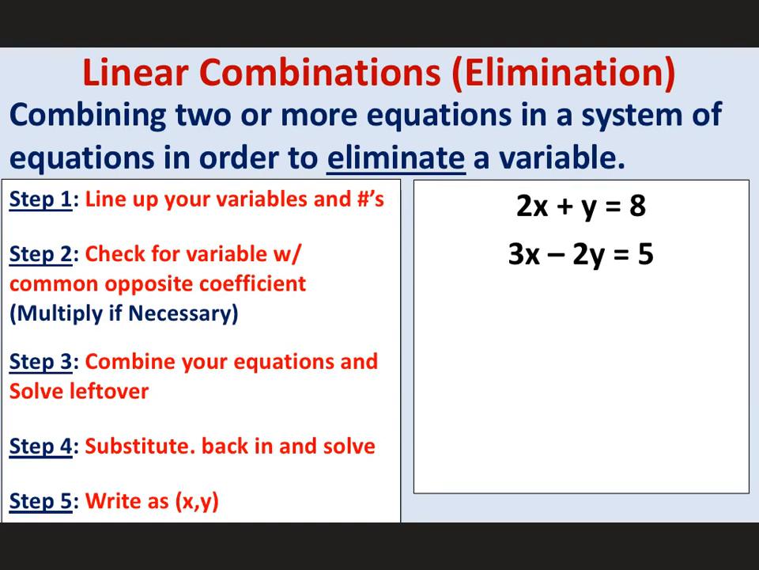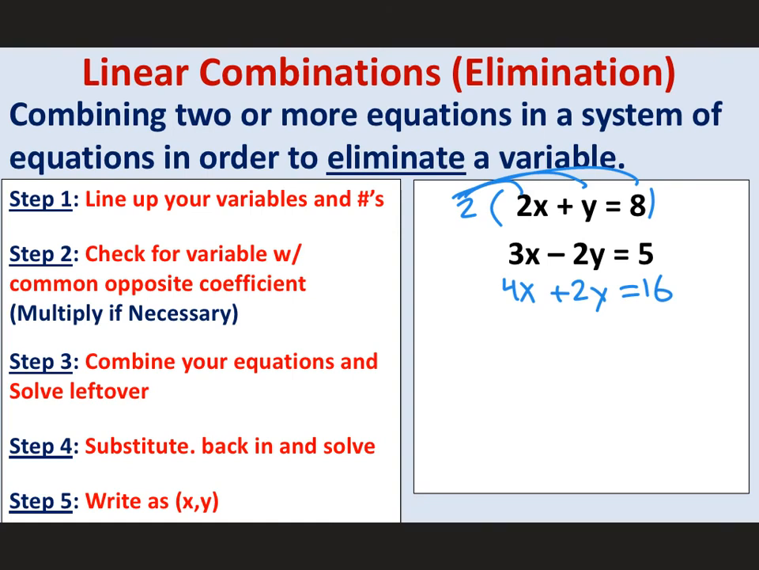All right, so here's what you should have done. You should have noticed that off the bat, we do not have that common opposite. 2x and 3x won't cancel. y and negative 2y almost, but don't quite cancel. 8 and 5 don't cancel. So what we're going to do is multiply the top equation by 2. We're going to multiply 2 all the way through that top equation. That'll give us 4x plus 2y equals 16. The reason we chose 2 is because we wanted to cancel out with that minus 2y.